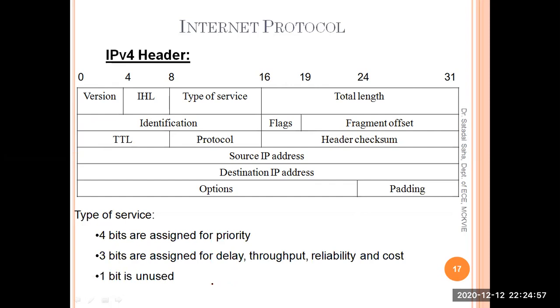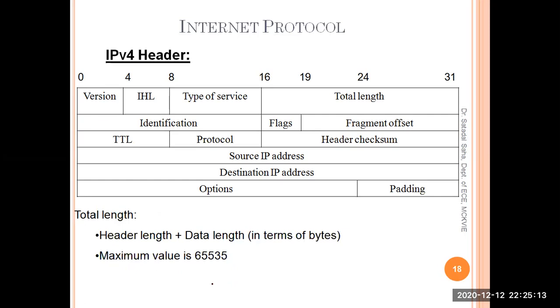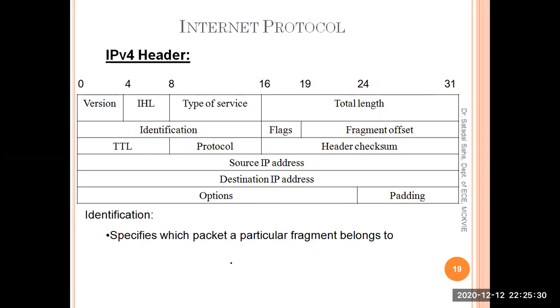Next is the type of service, TOS. There are 8 bits assigned to this type of service, out of which 4 bits are assigned for priority, 3 bits are assigned for delay, throughput, reliability and cost, and 1 bit is unused. And the next field is total length. So it is the length of the header as well as the length of the data. It is in terms of bytes, and the maximum value in these 16 bits it contains is 65,535. So this is the total length, the header length plus data length.